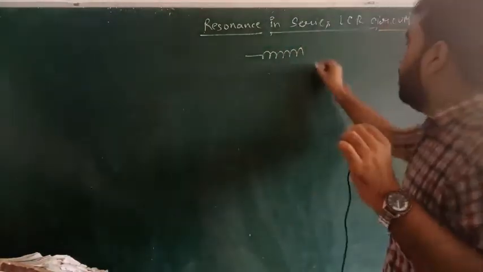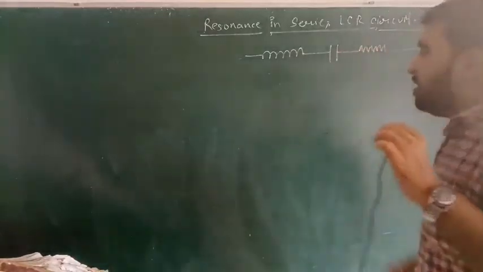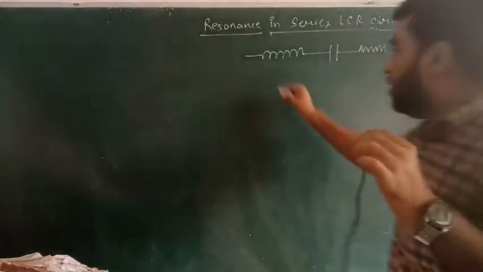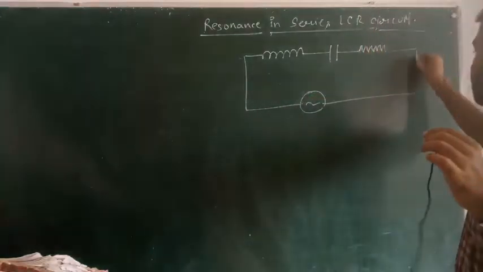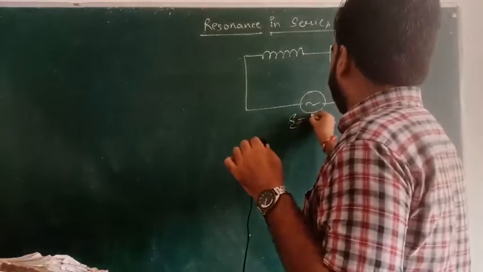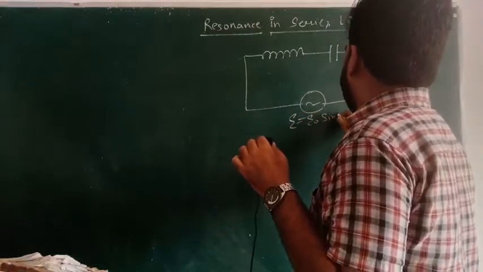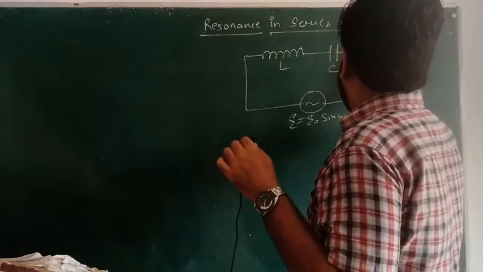Inductor, capacitor, resistor. We are discussing the RLC circuit. In this, we are applying an AC supply, which is given by E0 sin omega t. What is the condition for the inductor, capacitor, and resistor?